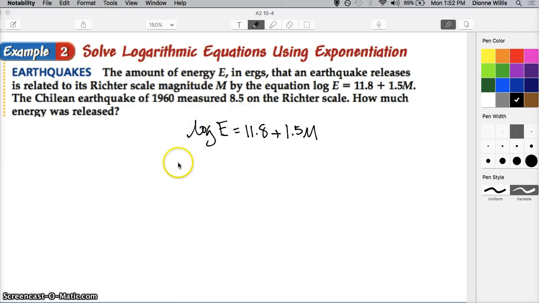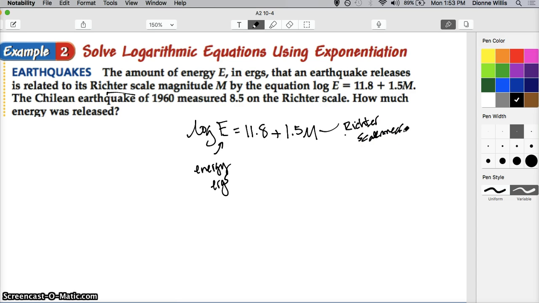Sometimes I get mixed up with the variables, so I need to keep them straight. E is the energy in this equation, and it's measured in ergs, and M refers to the magnitude, which is the Richter scale measurement, okay? So this is the Richter scale measurement. All right.